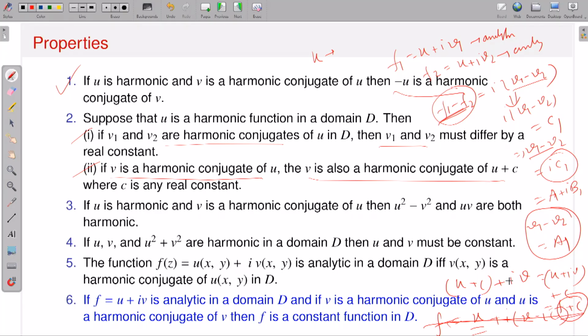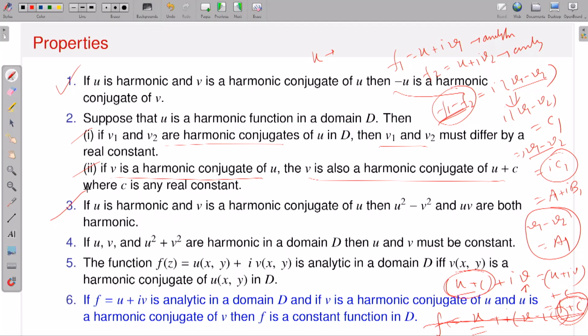Now if U is harmonic, if I add some constant, that is also a harmonic function, right? It will satisfy all the conditions of harmonicity. So therefore if U is harmonic and I add some constant, it will also be a harmonic function, and V is a harmonic function such that U plus C plus i times V, which is of the form F plus C, is analytic. So therefore V is also a harmonic conjugate of U plus C.